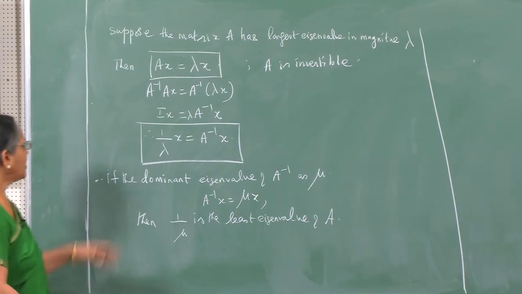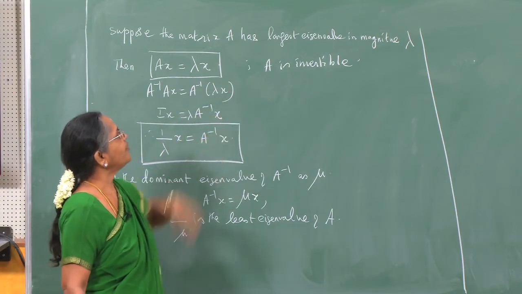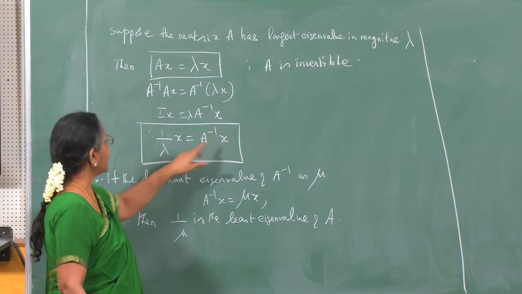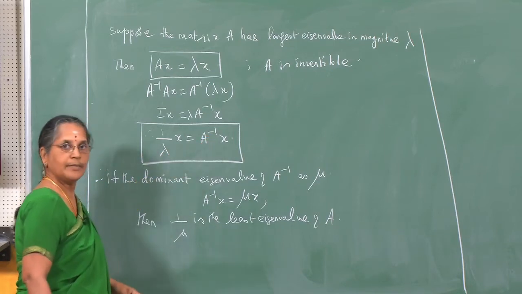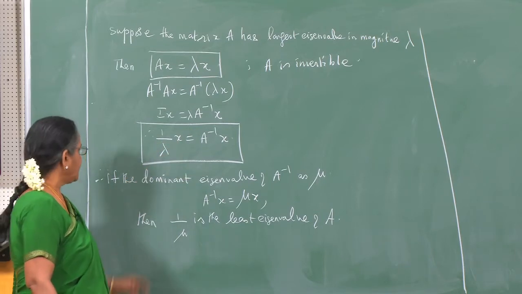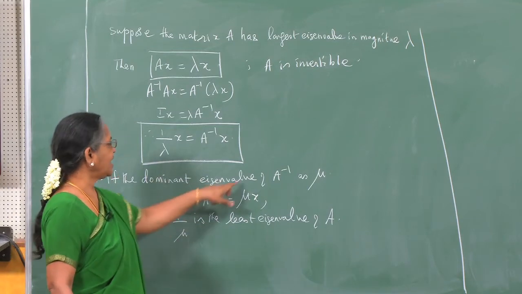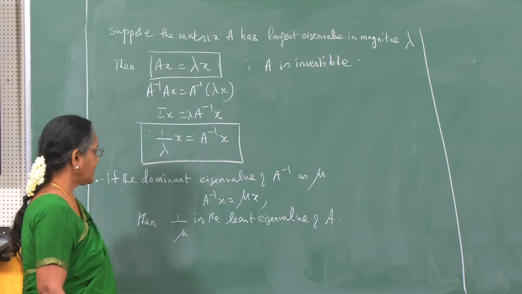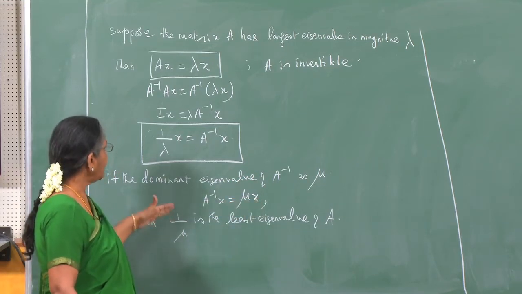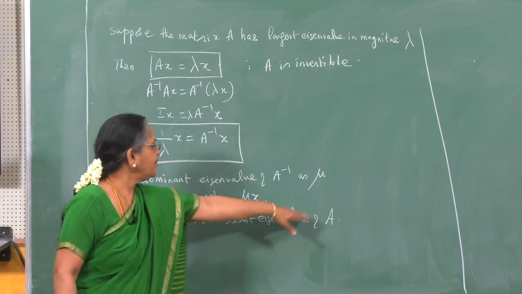Why? What have we shown? If lambda is a dominant eigenvalue of matrix A, then A inverse x is 1 by lambda into x. So, if mu is the dominant eigenvalue of A inverse such that A inverse x is equal to mu x, then 1 by mu will be the least eigenvalue of the matrix A.